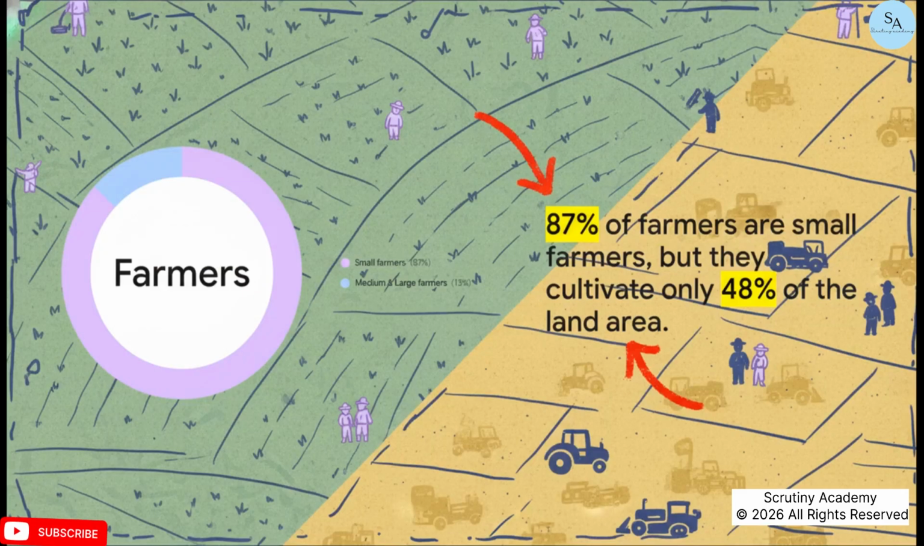Just look at these numbers. They tell you everything you need to know. A whopping 87% of all the farmers are considered small farmers. 87%. But get this, together, they only work on about 48% of the land. So where's the rest? Well, the other 13%, the medium and large farmers, they control over half the land, 52% of it. I mean, that's a massive imbalance. It's the very definition of inequality.